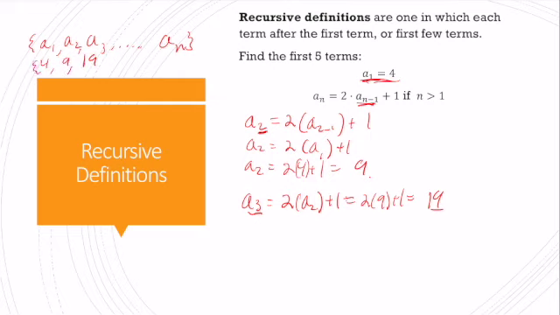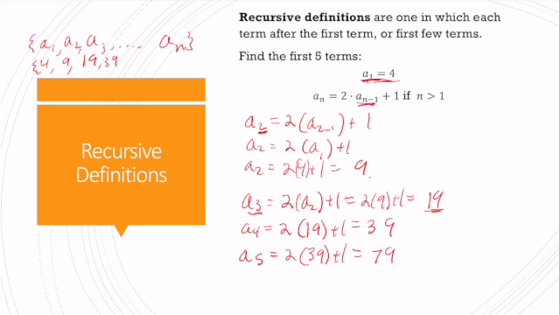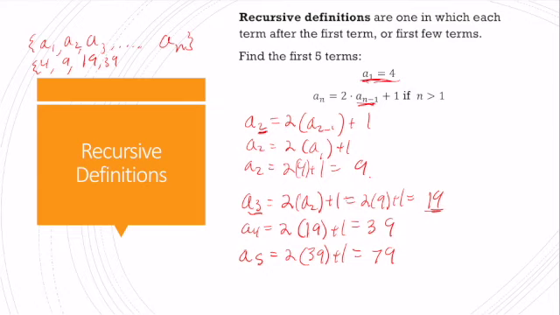So let's go ahead and find A sub 4. A sub 4 is 2 times A sub 3, which is 19, plus 1. That's going to give me 39. And A sub 5 equals 2 times 39 plus 1, which is 79, right? It's recursive. The definition of the second term relies on the first term. The third term relies on the second term, right? They rely on the one before it.